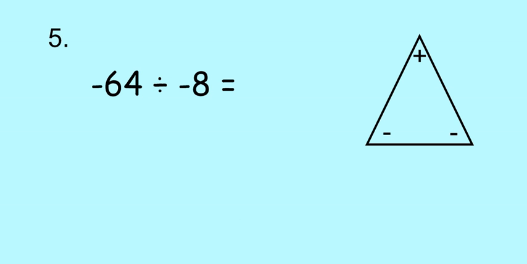For number 5, we have 2 negatives. Okay, block them off, and we're dividing by negative 8. So our answer is going to be a positive. And we're going to do this. We're going to take 8 into 64. 8 goes into 64 8 times. So our answer is 8.